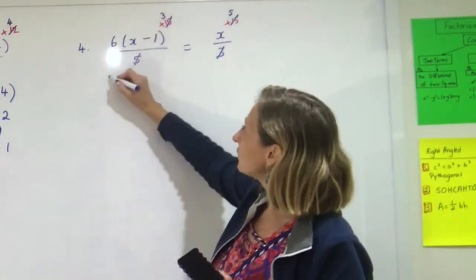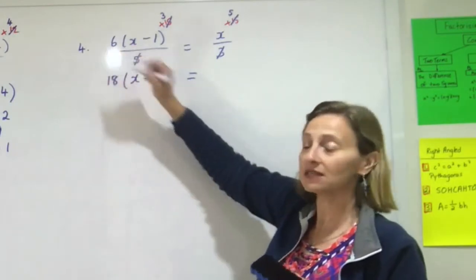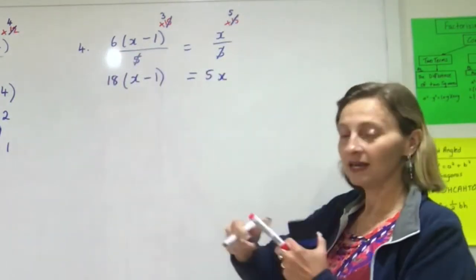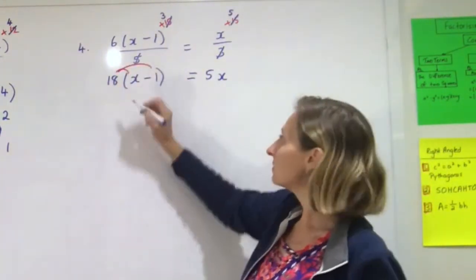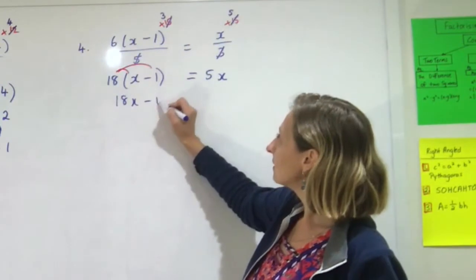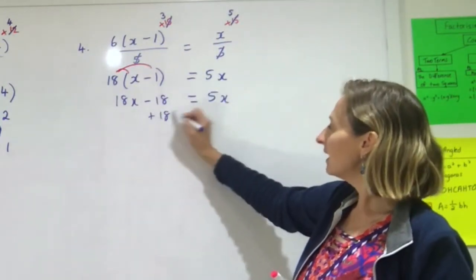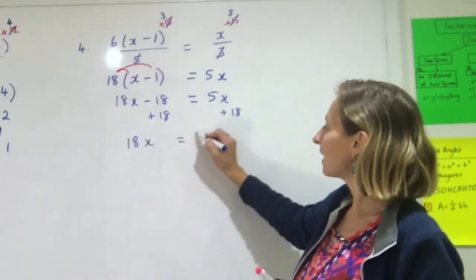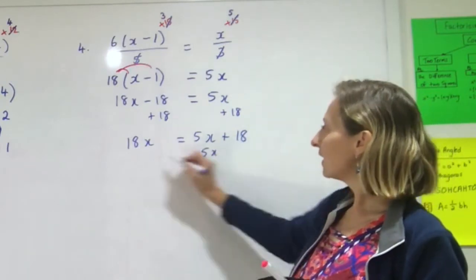Over here I do just the 6 first. I hope you all remember to just do the 6. And 5 times x is 5x, that one was easy. And now I need to expand my brackets. 18 times x is 18x, minus 18 equals 5x. And now, hopefully, these questions are starting to become easy. Plus 18, minus 5x.